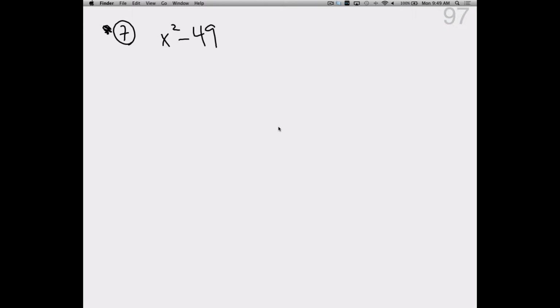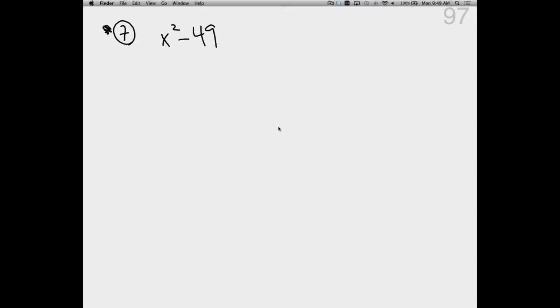Correct. Well done. If there are 2 terms, and both of those terms are perfect squares, and it's a subtraction problem, not addition, then it will factor nicely. Mary, do you know how it factors?